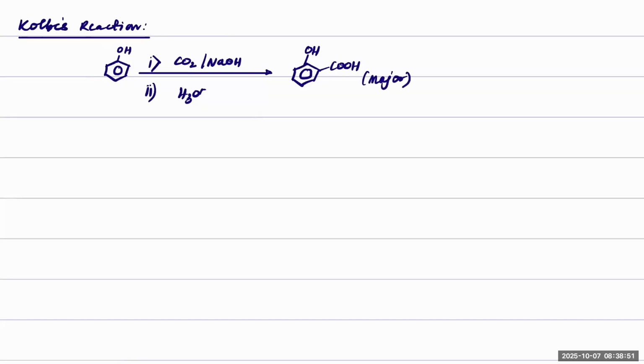The other reaction which can occur here, but that is like a Reimer-Tiemann reaction, is CCl4 instead. The first step itself is CCl4. Then CCl4 also followed by NaOH. This is Kolbe's reaction.